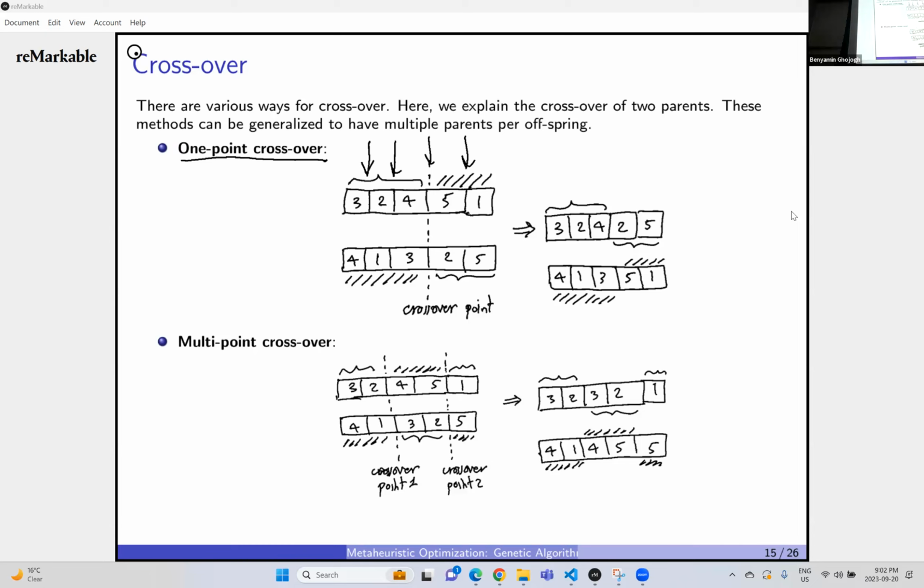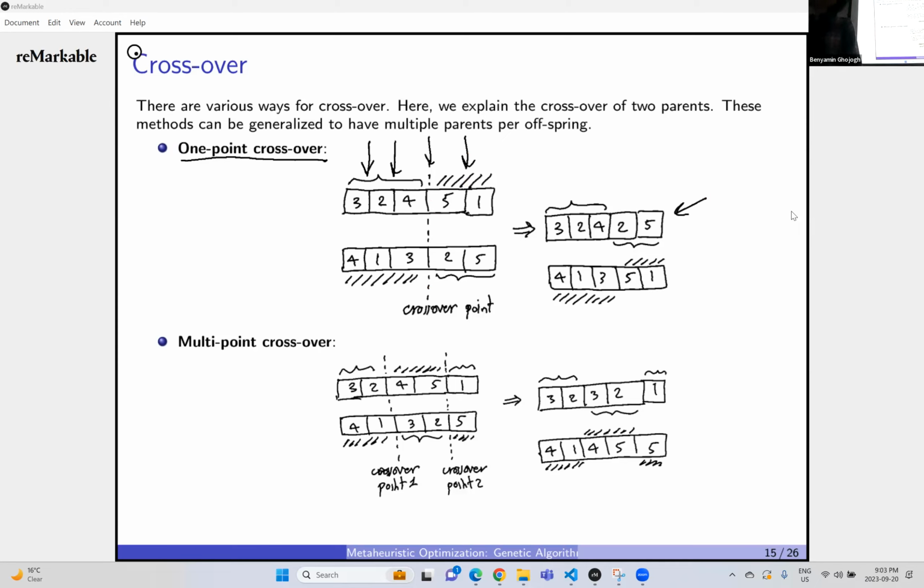As a cartoon, assume there are two humans. You make half of a human from one parent, maybe head to hip from one parent, hip to leg from another parent. You concatenate them, it becomes a new human, okay? So as you see, we can have two children. Why? Because taking the left of parent 1 with the right of parent 2 becomes child 1, or the other way around, taking the left of parent 2 and concatenating it to the right of parent 1 becomes child 2.